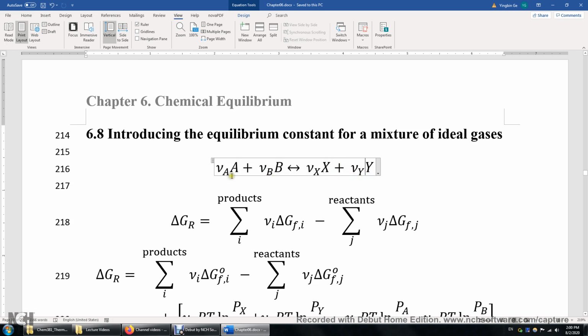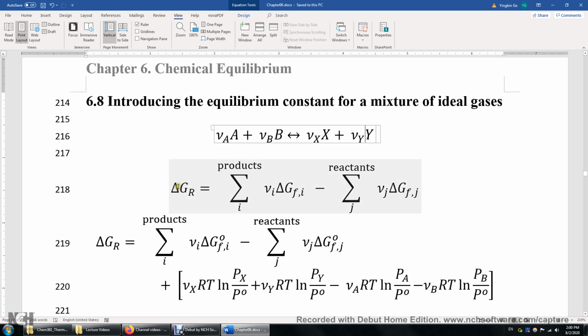The Gibbs energy change of this reaction is the Gibbs energy of the final state minus the Gibbs energy of the initial state. Therefore, we write this Gibbs energy of reaction as the sum of the Gibbs energy of formation of all products minus the Gibbs energy of formation of all reactants. Remember, when we are talking about Gibbs energy of formation, we use pure elements in their most stable state of aggregation at 1 bar and 298 K as zero references.